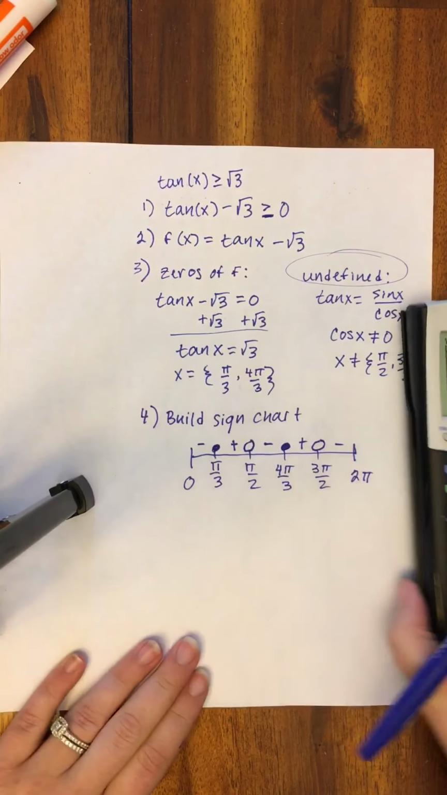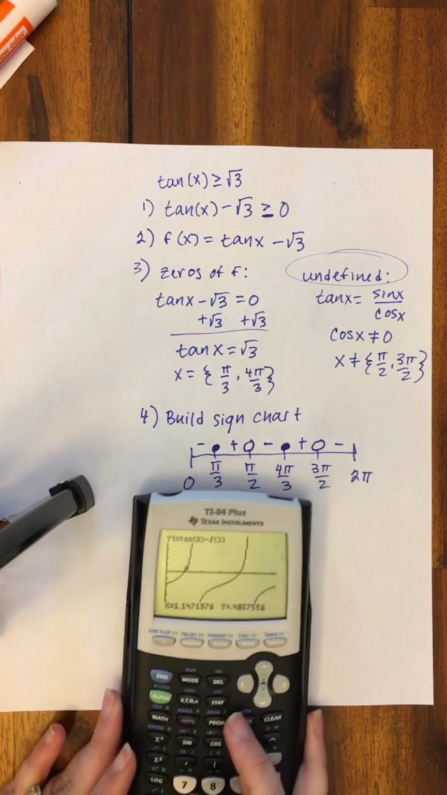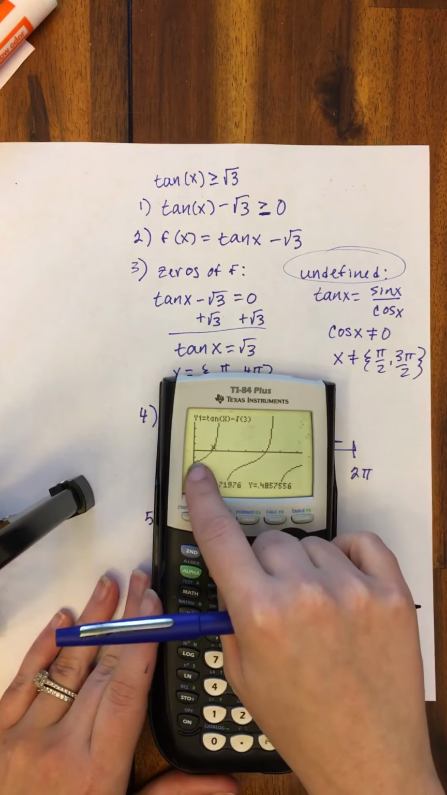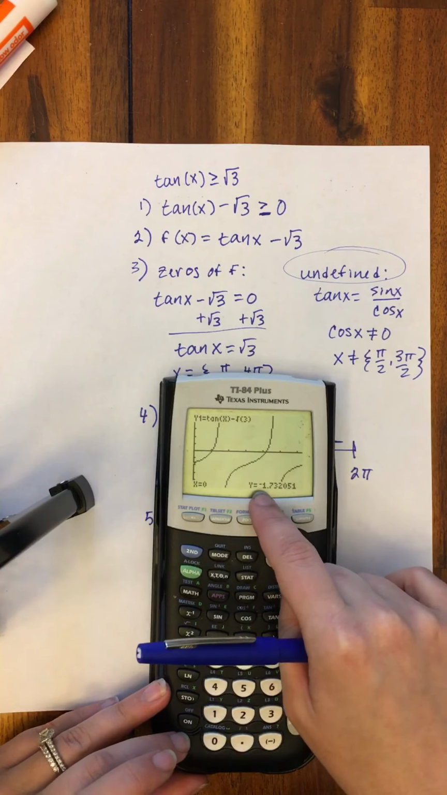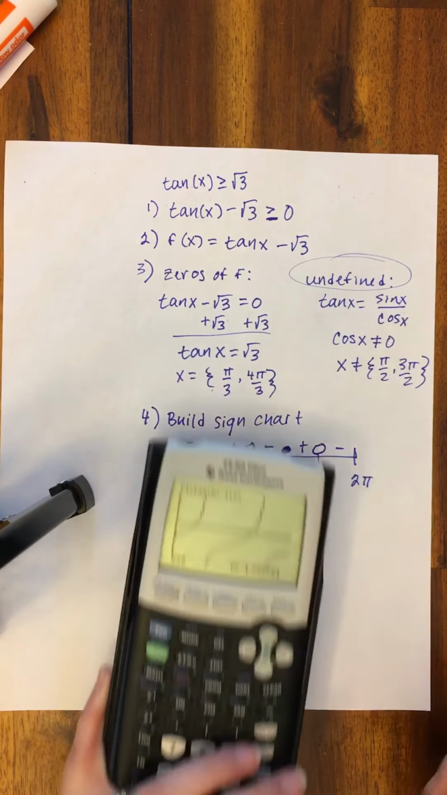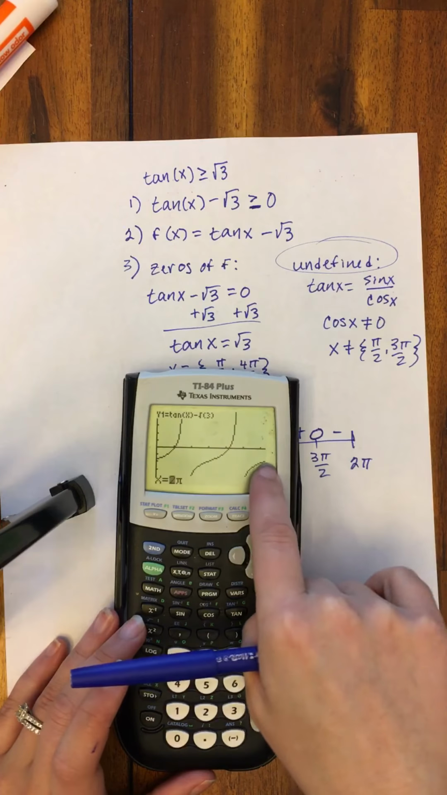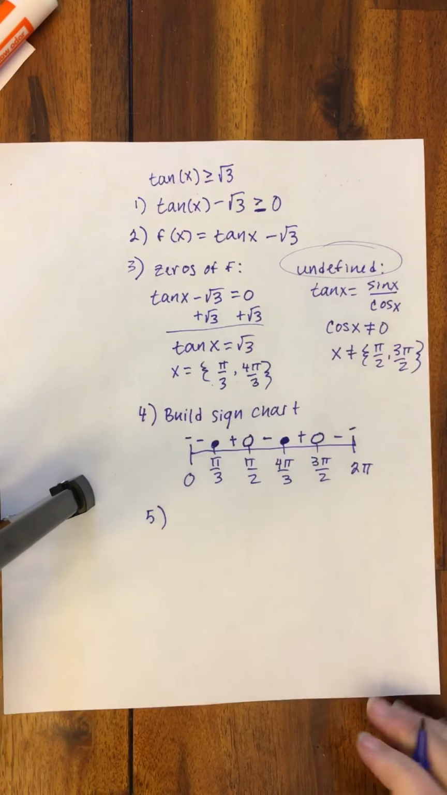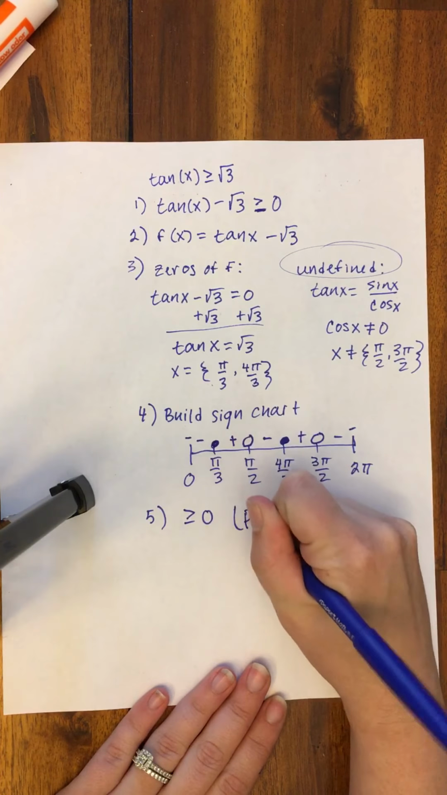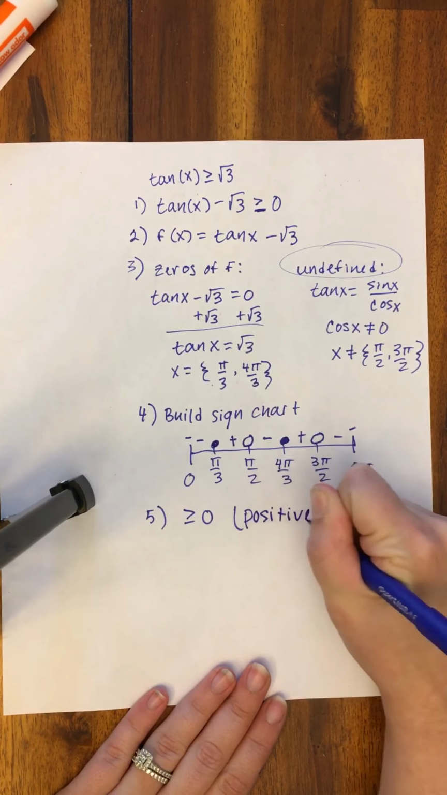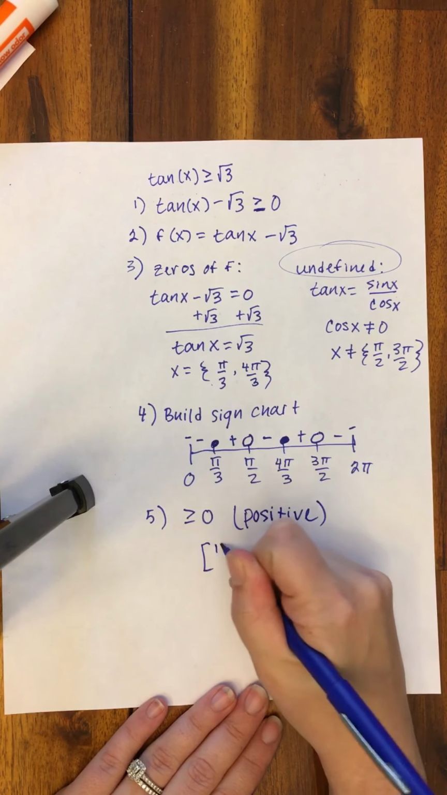All right, so then final answer. Oh, you know what? I forgot one thing. You should look at your endpoints. So the ends of the graph at 0, if you test 0, see it's a negative value. I'm going to mark that as negative as well. And then if you test 2 pi, whoops, it's not letting me do that for some reason, but you can see that it's negative at the end there as well. All right, so what are we looking for? We're looking for greater than or equal to 0, which means positive. So we answer with our positive intervals.